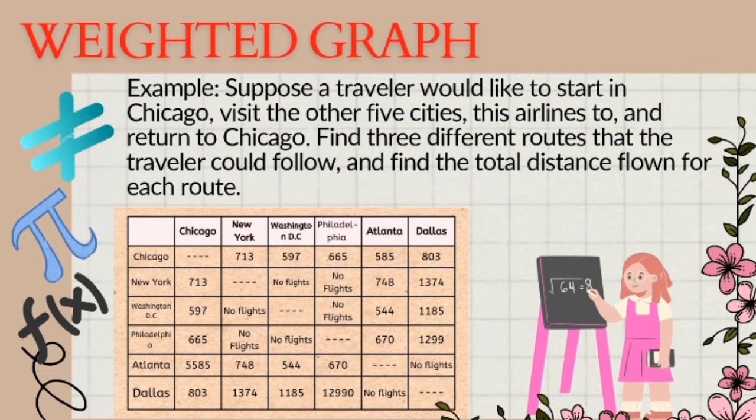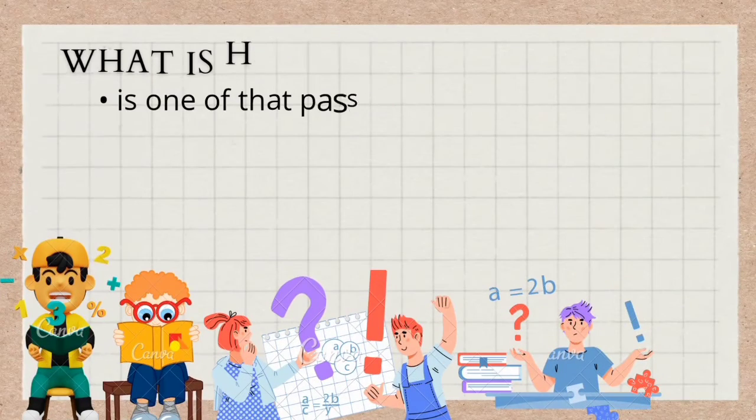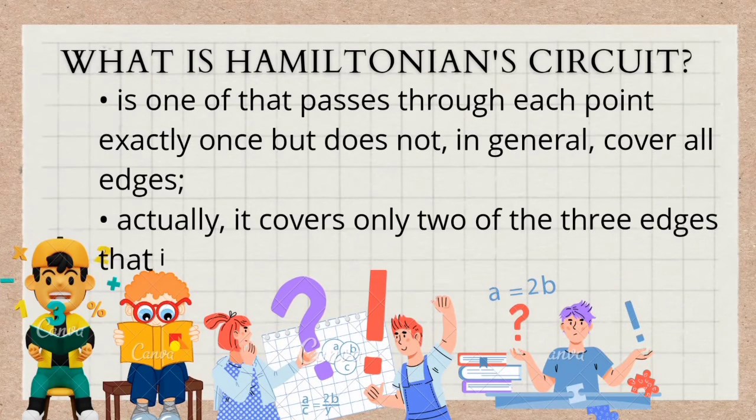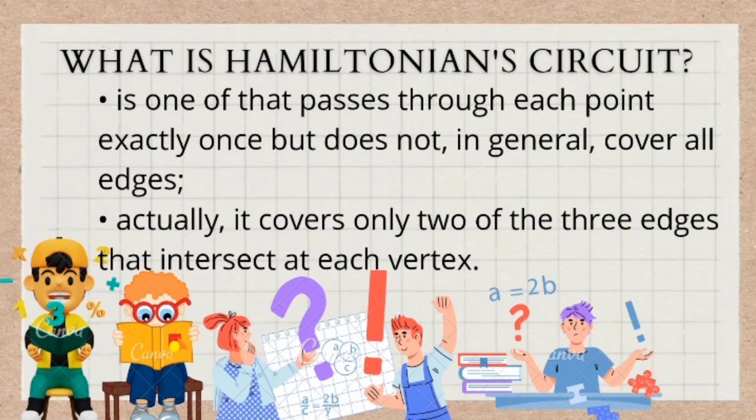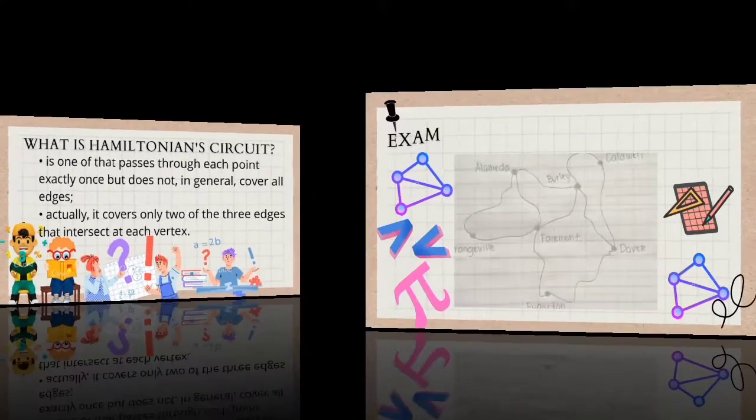Before we proceed to solving the problem of the weighted graph, let us first elaborate on the Hamiltonian circuit, since we can use this in solving the problems of weighted graphs. What is a Hamiltonian circuit? A Hamiltonian circuit is one that passes through each point exactly once but does not, in general, cover all edges. Actually, it covers only 2 of the 3 edges that intersect at each vertex.